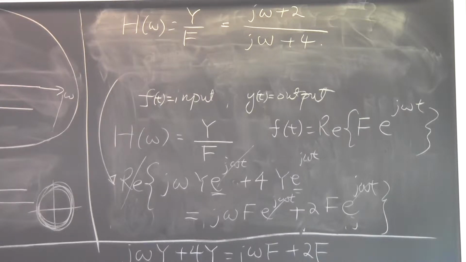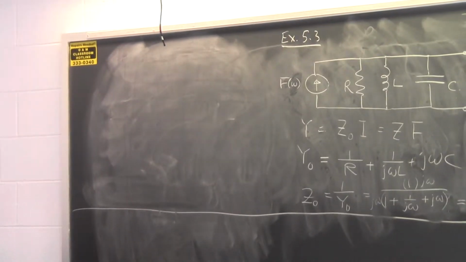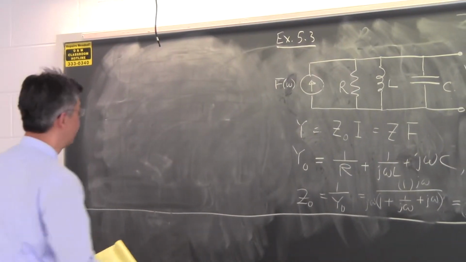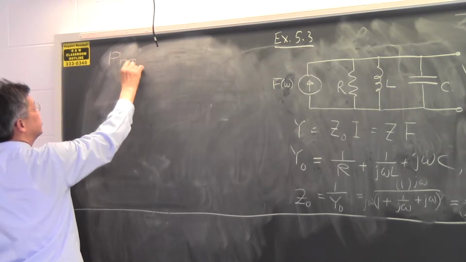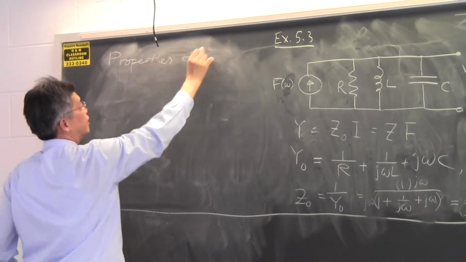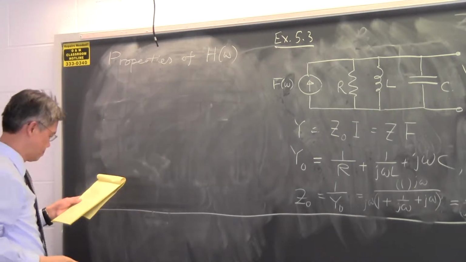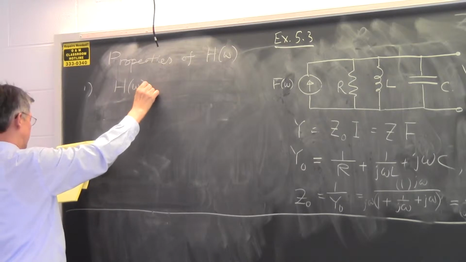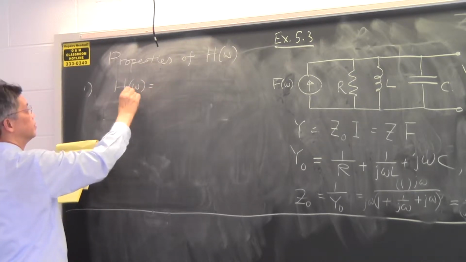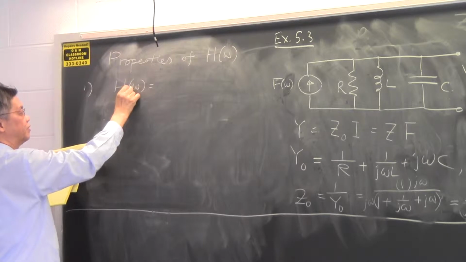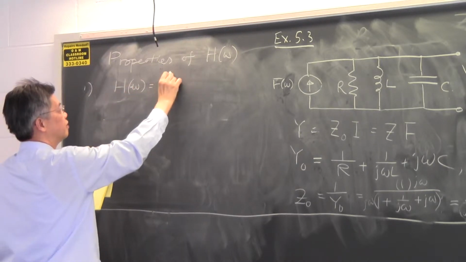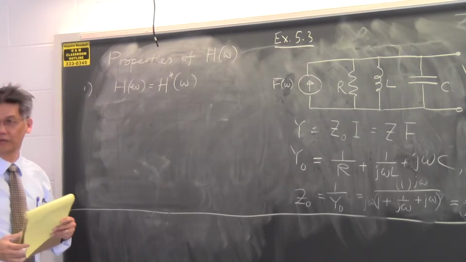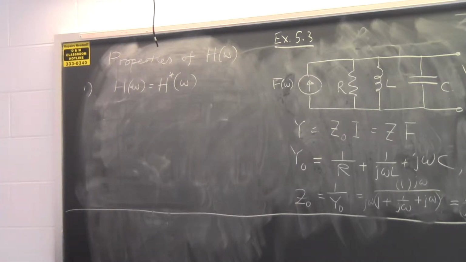No questions. Let's go through some of the properties of the transfer function H of omega for a linear time invariant system. Property 1. H of minus omega, if you were to negate the frequency, is just the complex conjugation of H of omega. Why is that so?